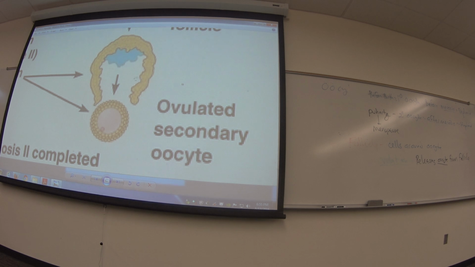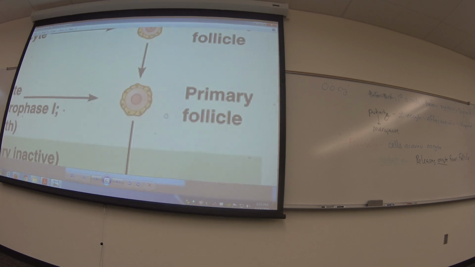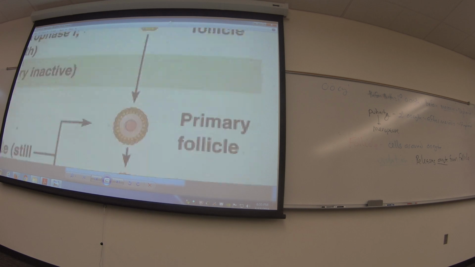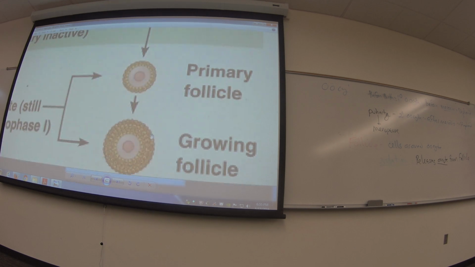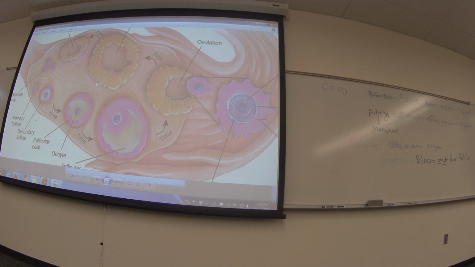Makes sense? So when you hit puberty, you're going to take your baby eggs and their baby nests, to use some weird language, and you're going to grow them, and then you're going to release an egg out of the nest. Make sense? All right, that made sense. I'm going to do it this way.